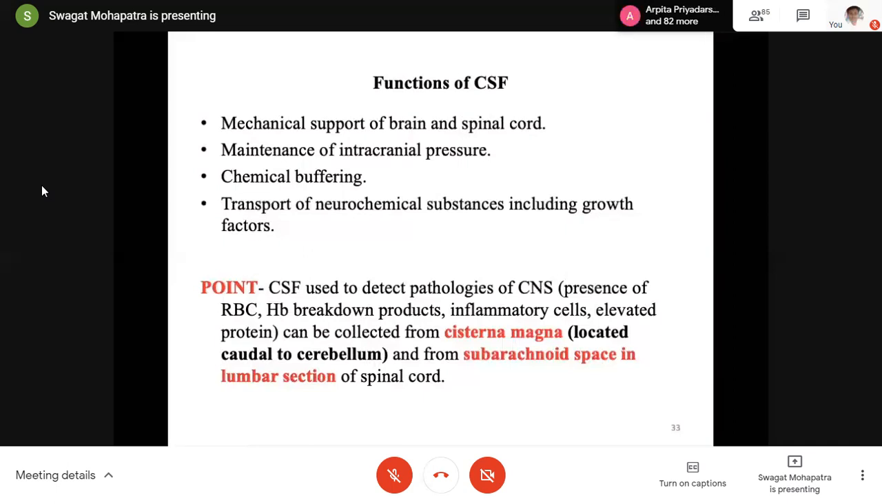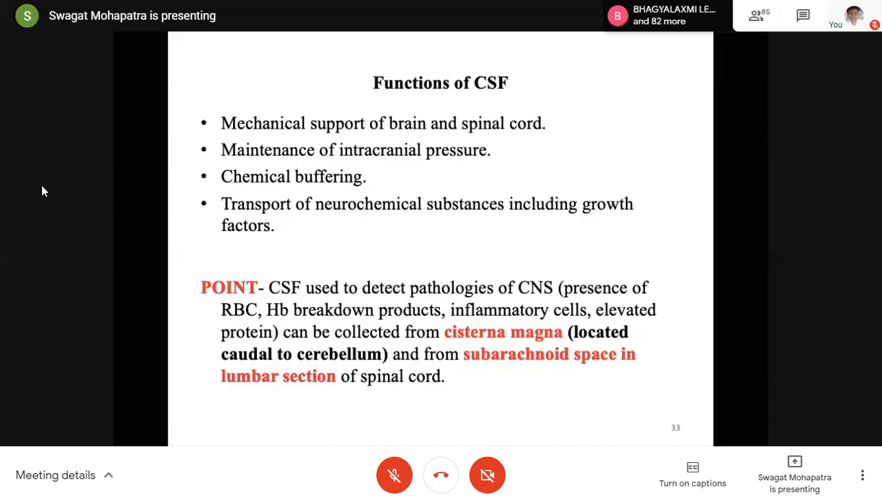Buoyancy, you know? Whenever a ship is floating on water, the water also exerts some force on the ship to keep it afloat. So in the process, it makes the weight of the ship a bit lighter. So in that case, since CSF flows in the subarachnoid space, that makes the entire brain structures relatively lighter and that way it provides a support to the brain and spinal cord.